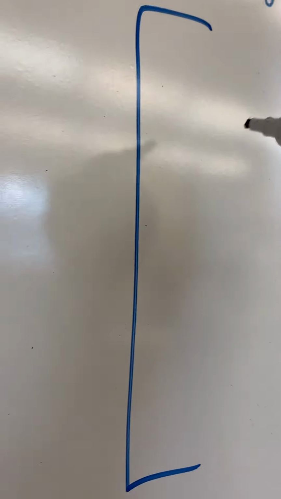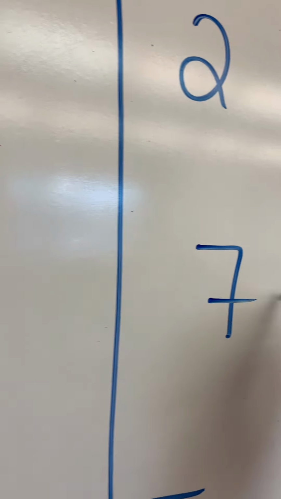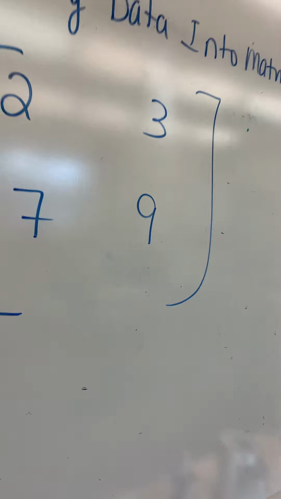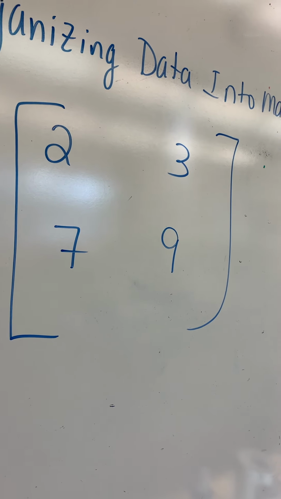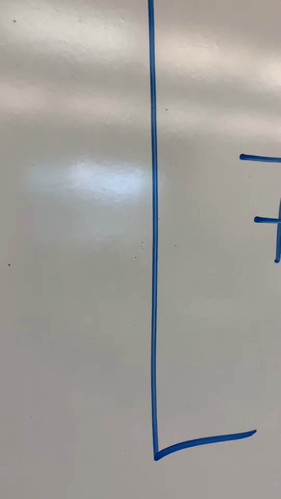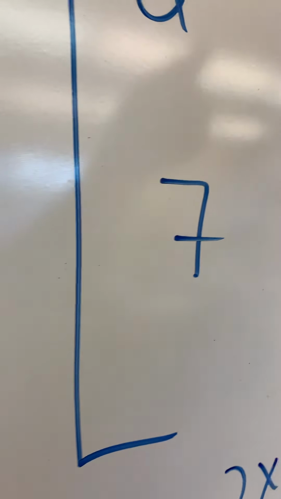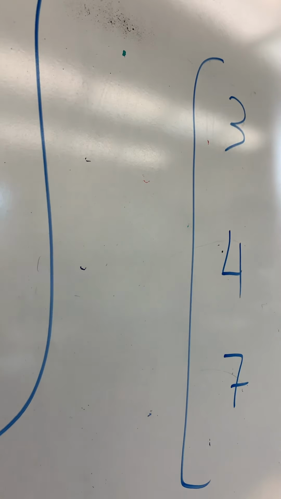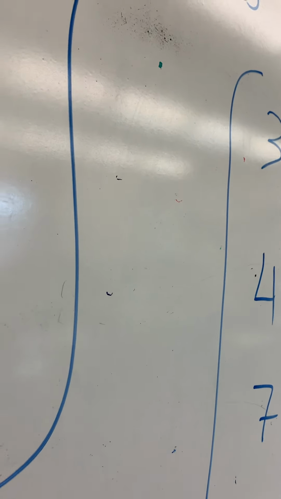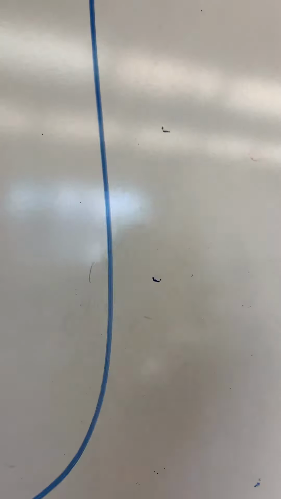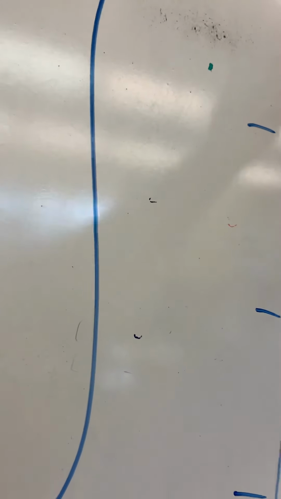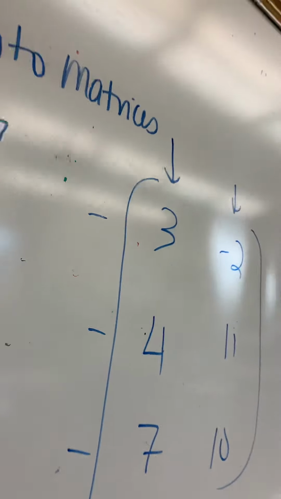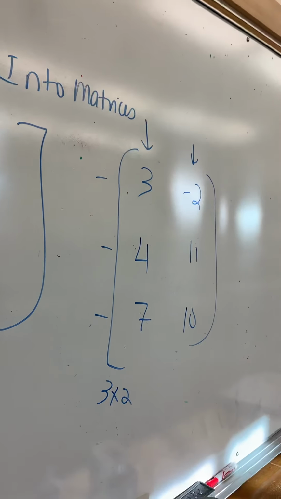So if this is my matrix, what would its dimensions be? 2 by 2. 2 rows, 2 columns. If this is my matrix, that is a 3 by 2. There are 3 rows, 2 columns.